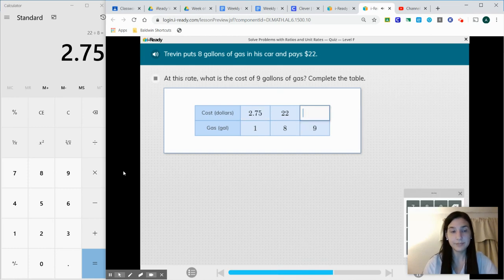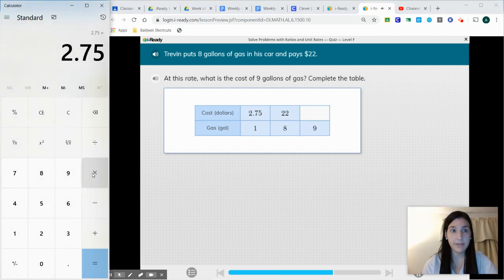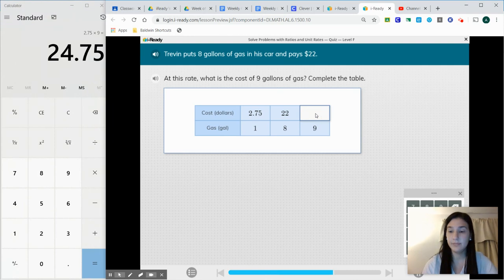At this rate, what is the cost of 9 gallons of gas? So we're going to take $2.75 and multiply it by 9, which will give us $24.75.